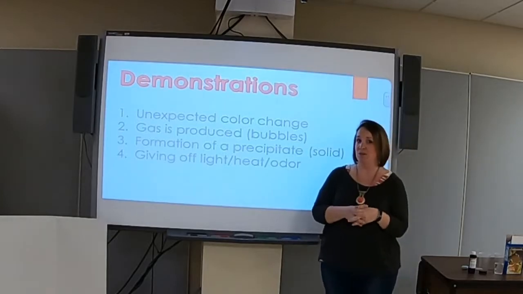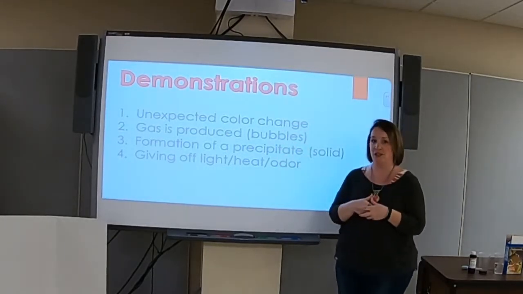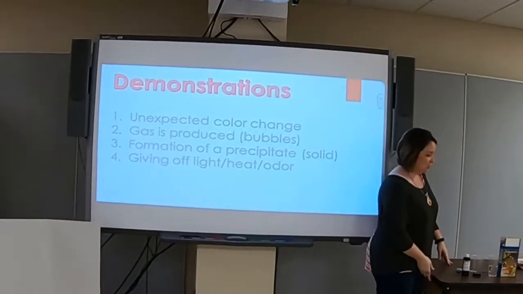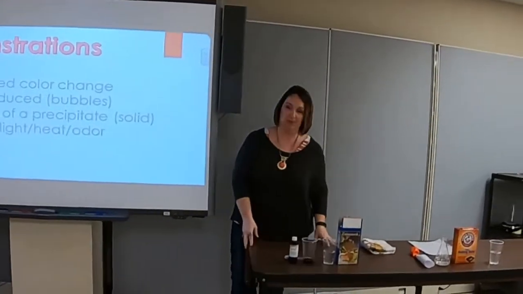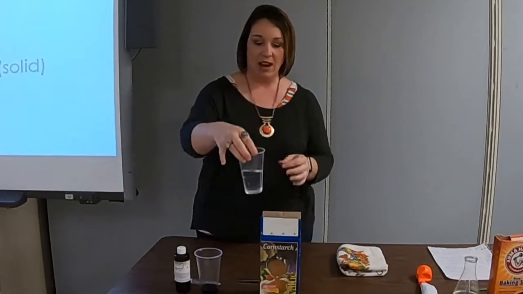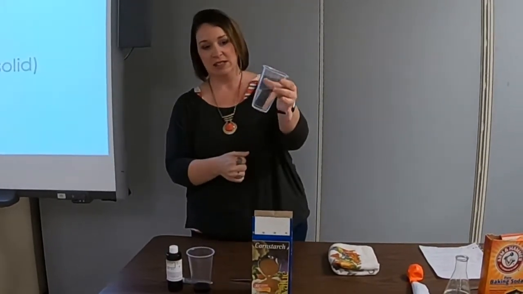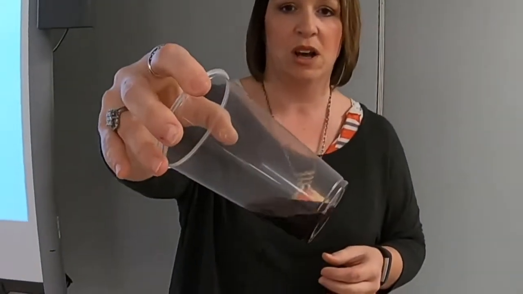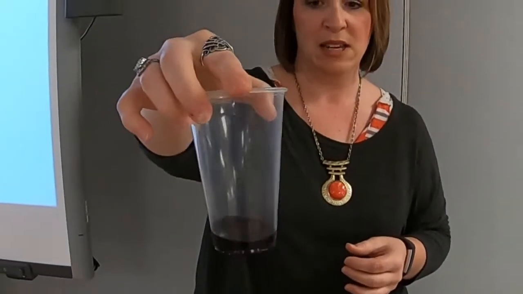So I'm going to do a few demonstrations for you to show you some of these signs of a chemical reaction. So if you'll follow me over to my table. The first demonstration I'm going to do is I'm going to take a half a cup of water, and if you notice the water is clear, it's a liquid, and then I'm going to take a few drops of iodine, and it may be hard to see, but iodine has a yellowish orange color, maybe almost a brown tint to it, but it is also a liquid.